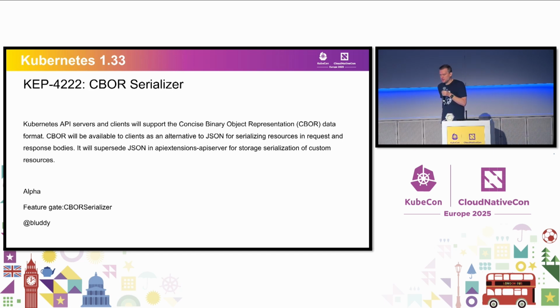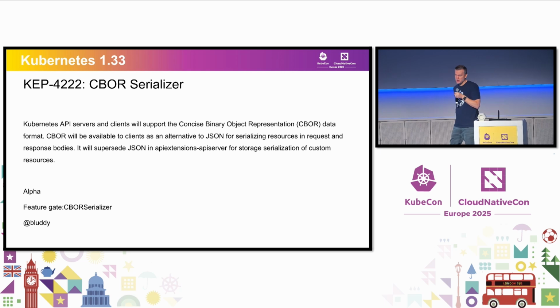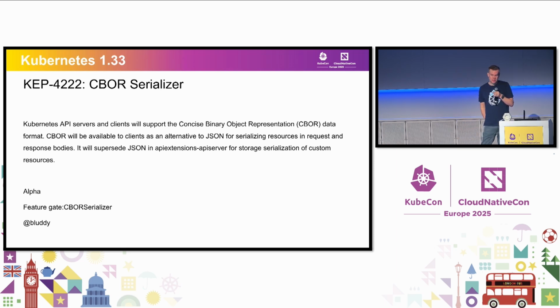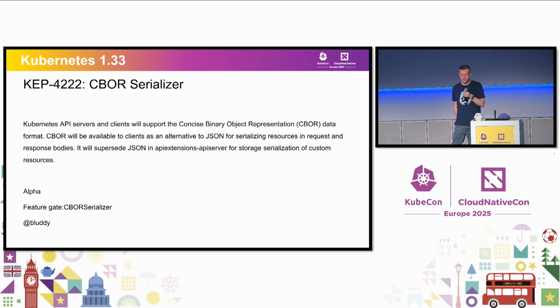Next up is the CBOR serializer. So we've had CRDs in Kubernetes for a long time. CRDs are served and stored as JSON today. That's not particularly efficient. So CBOR is a binary protocol that is basically JSON equivalent. It is a self-describing protocol, but it doesn't have the serialization and deserialization cost of JSON.